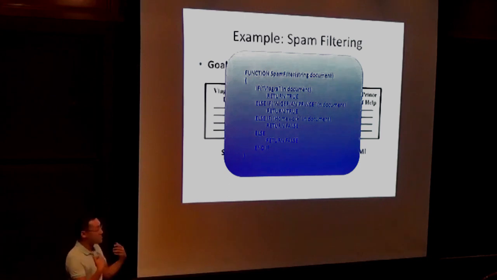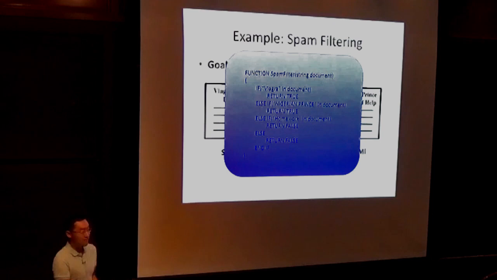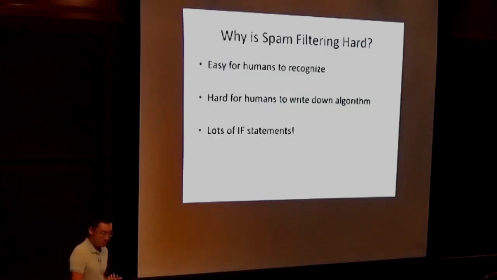If I come up with a new case of something that should be filtered, I need to add another line to the if-then-else statement. And so these are just two examples of why this process is very brittle and hard to do manually. So why is spam filtering hard?